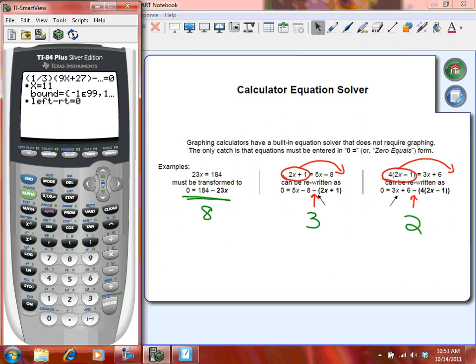All right, you're going to finish up that assignment for me. You don't have to show me any work. All you have to do is use the equation solver.